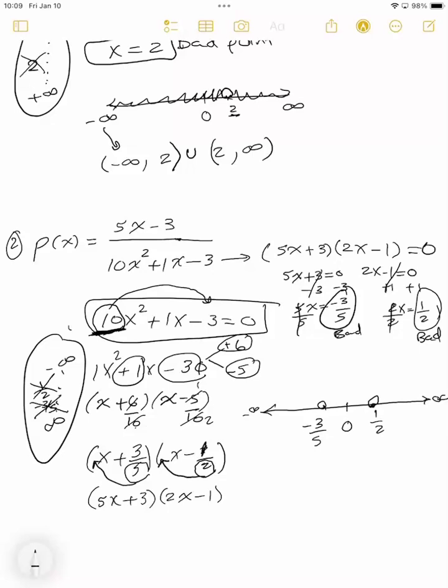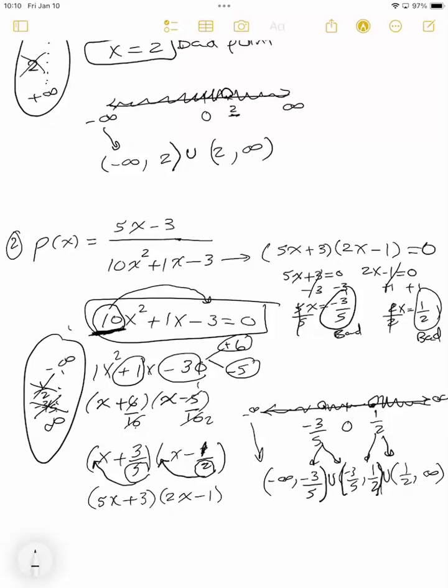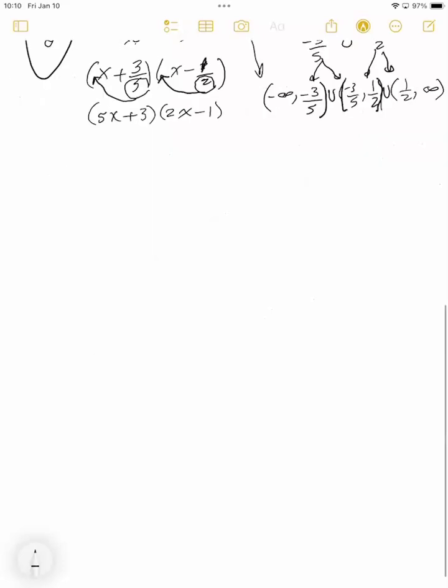How do we write our domain in interval notation? Start from the left, go to the bad point. Bad points get parentheses so they are excluded. Again, from this bad point to the next, and then from this bad point to infinity. So do you see your bad points? They all get parentheses. And then you put a U between them. So that's how you find the domain.